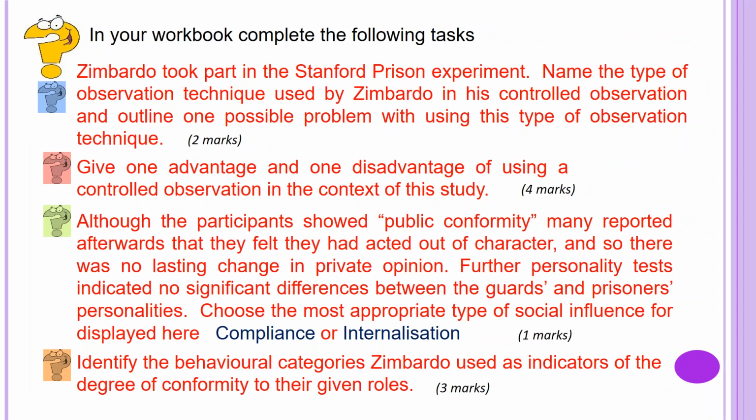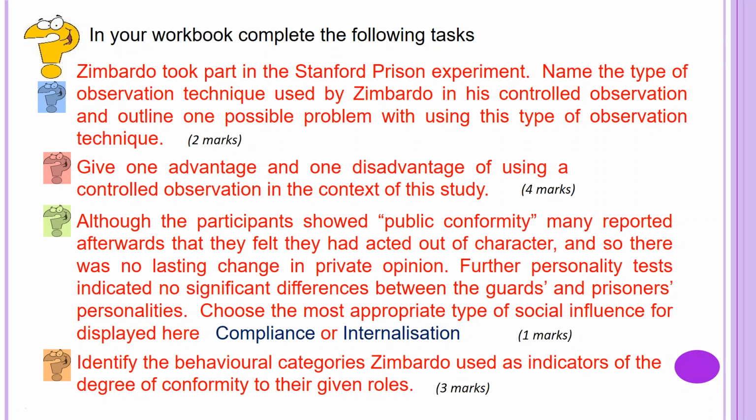Zimbardo took part in the Stanford prison experiment. Name the type of observation technique used by Zimbardo in his controlled observation, and outline one possible problem with using this type of observation. You may want to pause the video at this point in order to complete your answer.